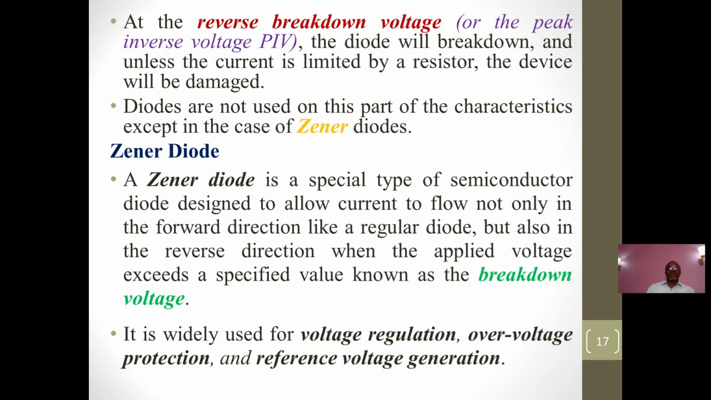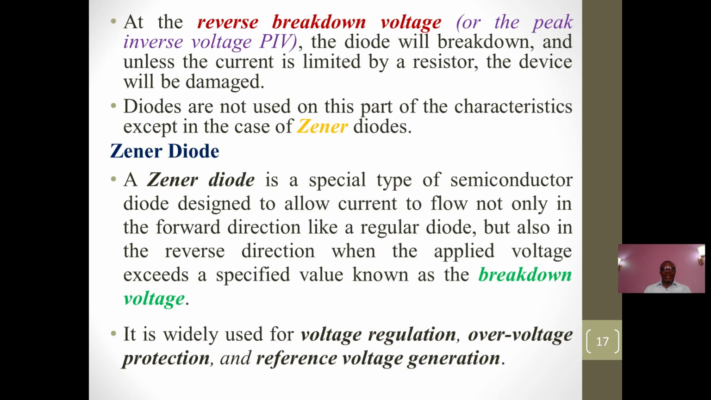At the reverse breakdown voltage, or what is known as the peak inverse voltage, the diode will break down, and unless the current is limited by a resistor, the device will be damaged. Diodes are not used on this part of the characteristics, except in the case of Zener diodes.